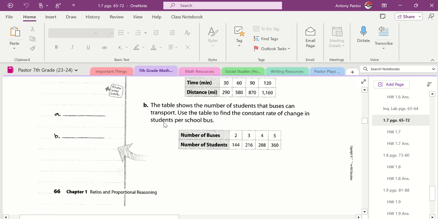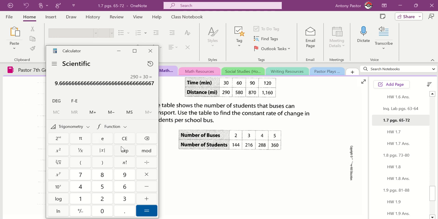Table B, the table shows the number of students that buses can transport. Use the table to find the constant rate of change in students per school bus. So for 2 school buses, we have 144. 3 school buses, 216. 4 school buses, 288. 5 school buses, 360. So let's make sure that we have a constant rate. Here we do. They're each going up by 1. And over here, we're going to double check to see that everything is going up by the exact same amount.